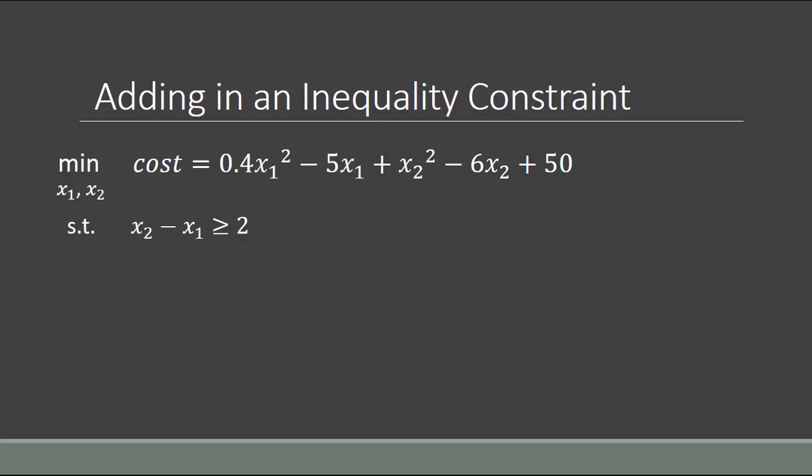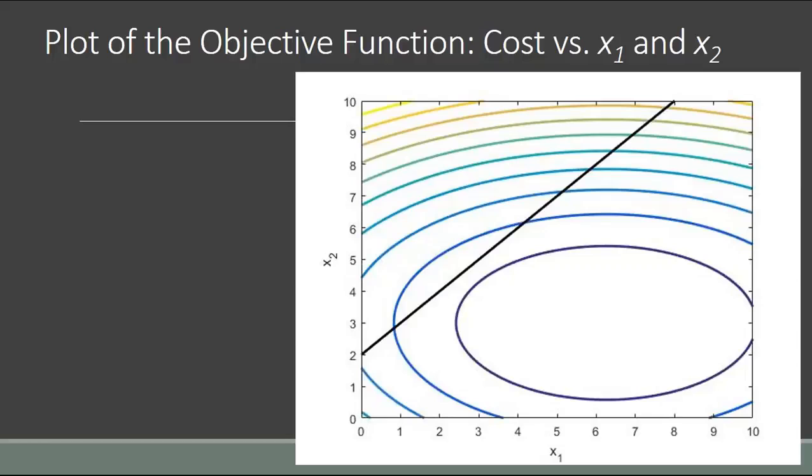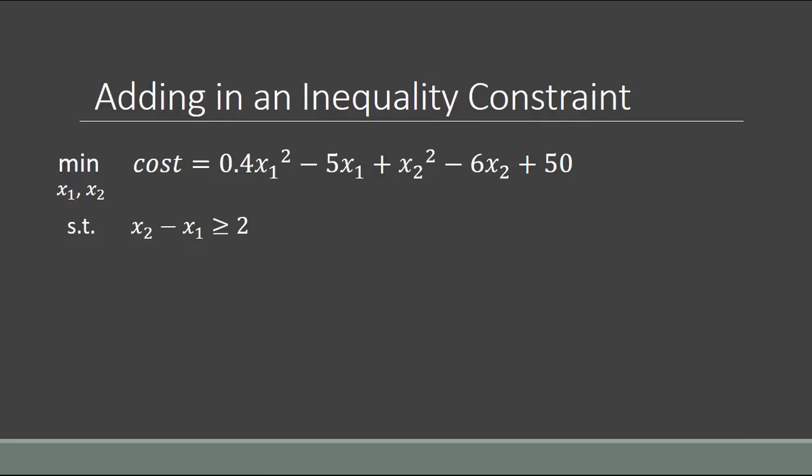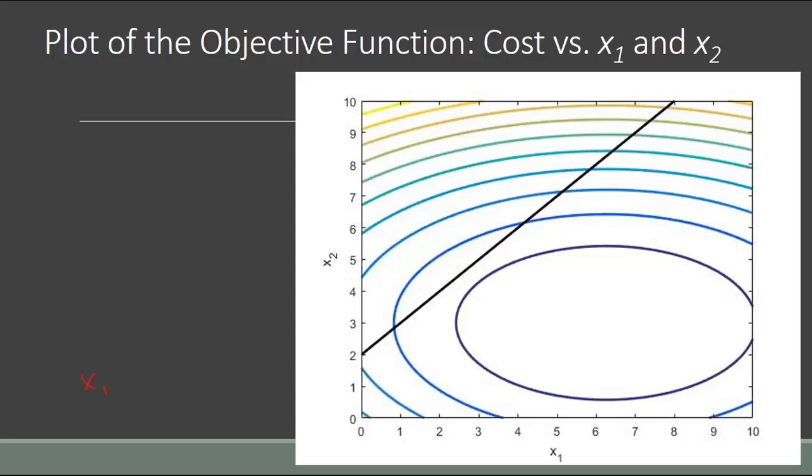So what happens when we add an inequality constraint? How does that look? We have the same objective function, but now we're requiring that x2 minus x1 be greater than or equal to 2. How does that change this problem? So now I've plotted that constraint. So actually we have x2 minus x1 has to be greater than or equal to 2.